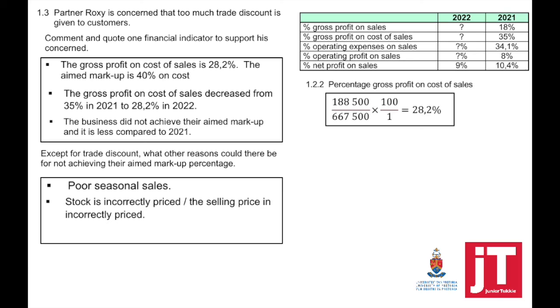Except for trade discount, what other reasons could there be for not achieving? Poor seasonal sales, stock is incorrectly priced or the selling price is incorrectly priced. The markup percentage is incorrectly calculated. So these are some reasons except for the trade discount. So you need to know other reasons as well.